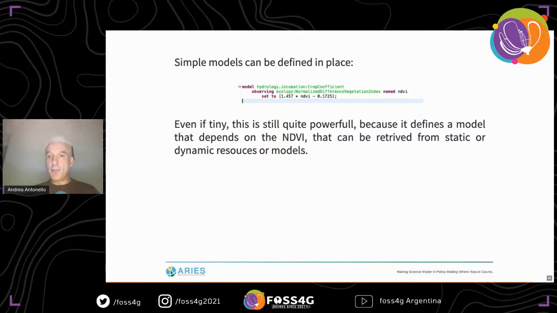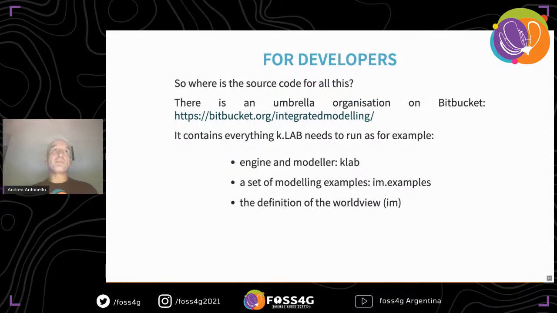So I think I'm done, and I should be more or less in time. I leave you with two more slides. One for developers, because you will ask yourself, where is the source code for all this? There's an umbrella organization on Bitbucket called Integrated Modeling, and it contains kind of everything. We should be having a mirror on GitHub also. We'll keep you updated on that. But you find everything, the engine, the modeler, a bunch of examples, and most important, you find a worldview, because the worldview is, in my opinion, the most difficult thing to do in all this.